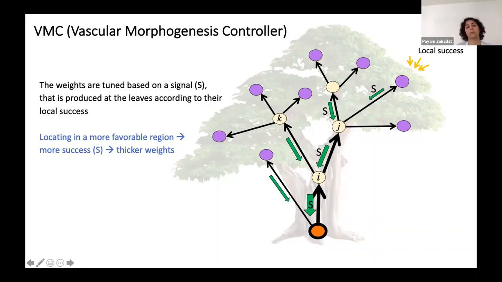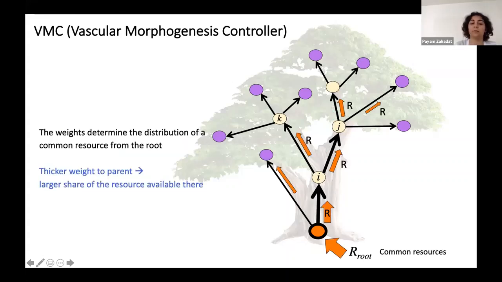So basically, the success can be anything, whatever the agent at the tips, at the leaves of the graph, can achieve, depending on how we want to use the graph. But again, similar to real plants, being located in a more favorable region would mean more success, would mean thicker weights for the vessels, and that means a larger share of the resource for the branches.